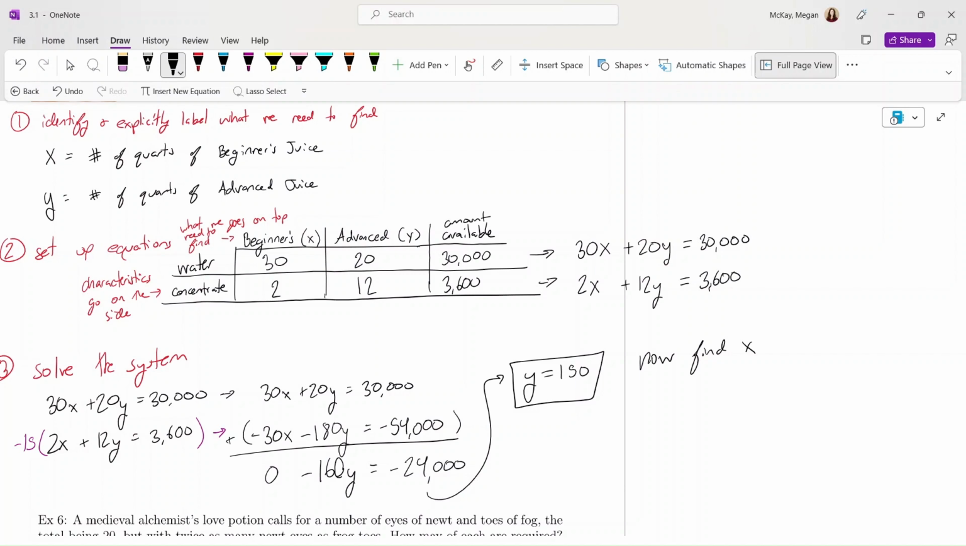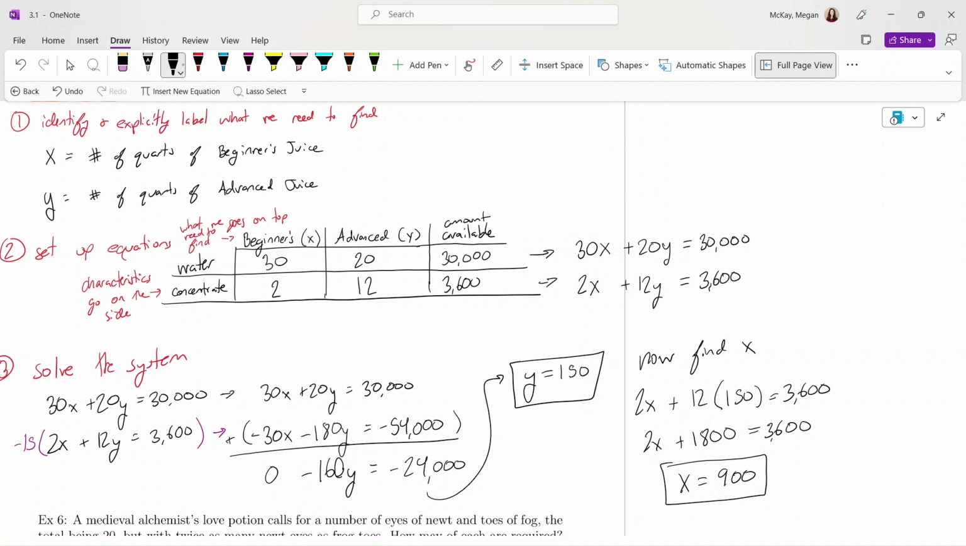So in order to find x, we have 2x plus 12 times 150 is equal to 3,600. This gives us 2x plus 1,800 is equal to 3,600. And if we subtract that 1,800 from both sides and then divide by 2, we should end up with x is equal to 900.